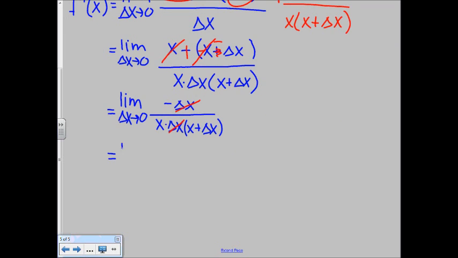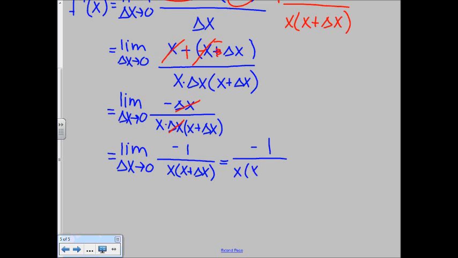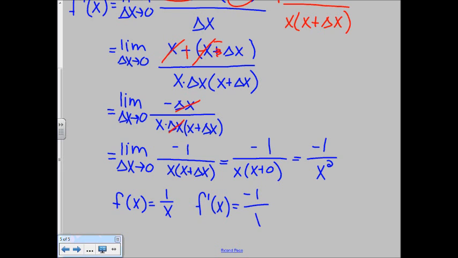Rewrite what we have, and then we can take our limit. So we have the limit as delta x approaches 0 of negative 1 over x times x plus delta x. So now if we plug in that 0 for delta x and take our limit, we get negative 1 over x times x plus 0, which is just going to be negative 1 over x times x, or x squared. So for the function f of x equaling 1 over x, your derivative there, f prime, is just going to be negative 1 over x squared.